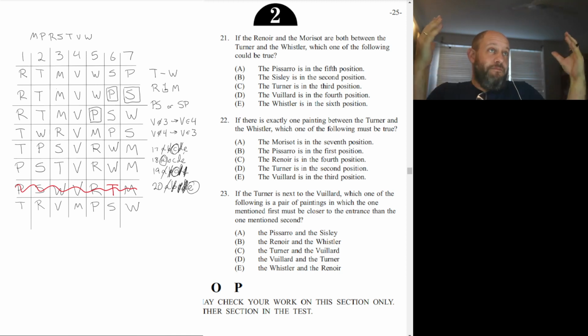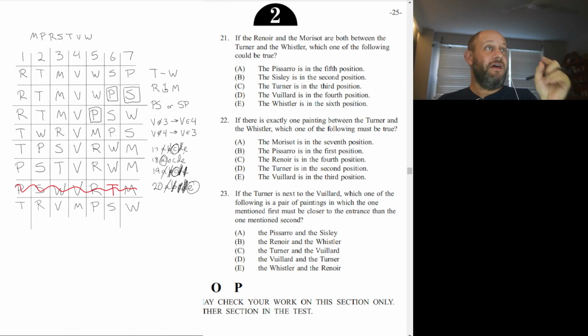But if I want R and M both between T and W, I want to make T and W as wide as possible. And then I have to figure out where R and M can go and where P and S can go. Now, it turns out that this is about the only way it could work out. If I put R and M third and fifth, that forces V fourth, and P and S have no place to go. If I put R and M fourth and sixth, that forces V third, and P and S have no place to go. So it turned out this was the only way that it could have worked. But it worked. And 21 is A. So, won't even bother with the other ones. And I'll move on to 22.